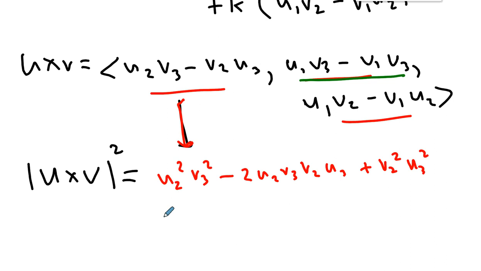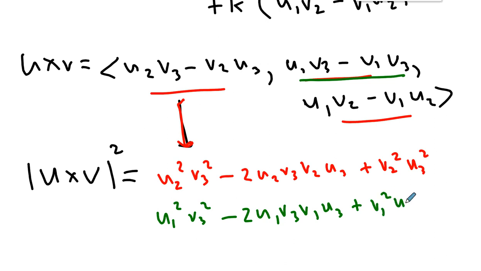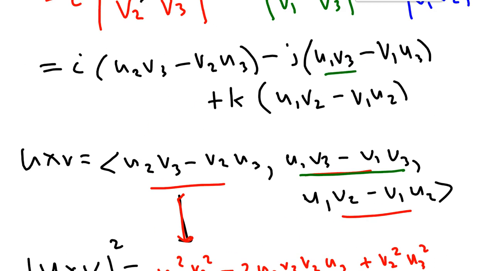If we do that, we'll get U1 squared V3 squared minus 2 U1 V3 V1 U3. And then finally, we get a plus V1 squared U3 squared. See that here. That is this component. So just in case there's any ambiguity, that's my V and that's my U.